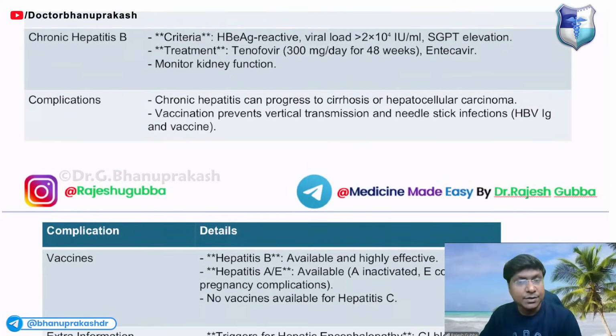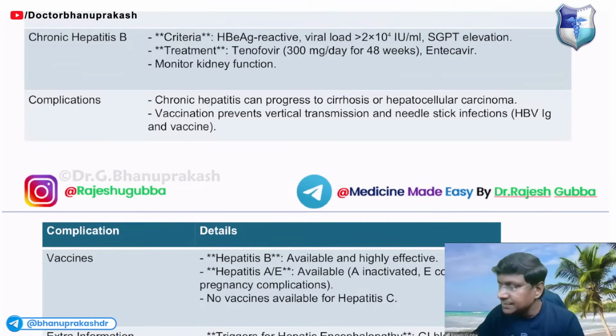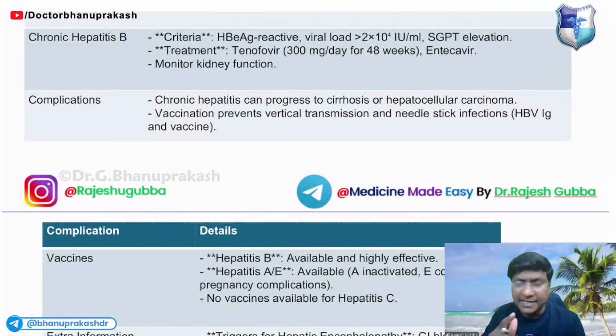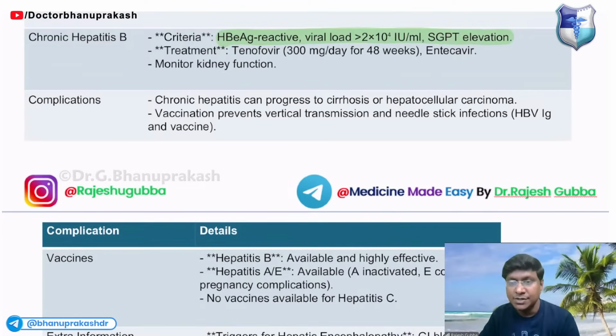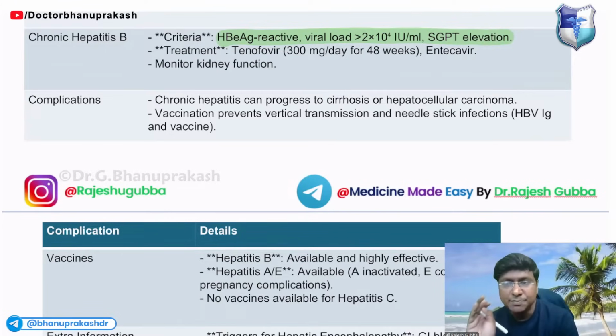Chronic hepatitis B, you need to definitely give antiviral drugs. What question can be asked in the treatment of chronic hepatitis? Please remember this criteria in order to start the antiviral drugs. So, envelope antigen should be reactive. HBV DNA viral load should be more than 2 into 10 to the power of 4 international units per ml. And the SGPT should be elevated. That is when you start the antiviral drugs.